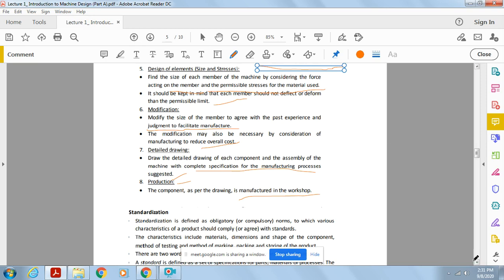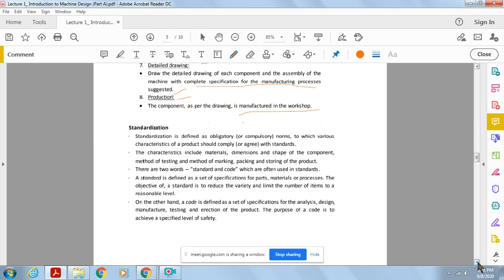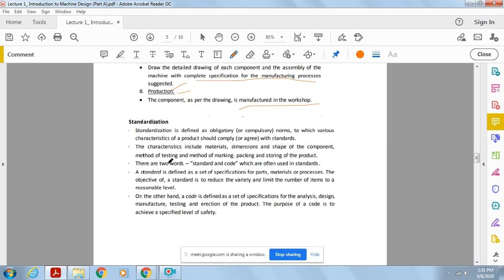Next, come to standardization. So what is standardization? Standardization is basically defined as the obligatory or compulsory norm. Very important thing, compulsory norm. That means anyone cannot follow their own aspect randomly. There must be some rules. Of course, we have to be within that particular guideline. We cannot use our own random methodology.